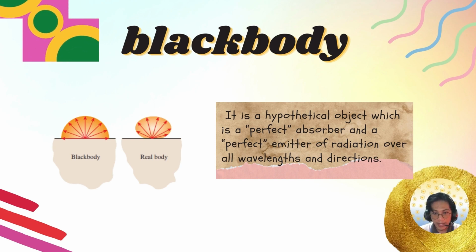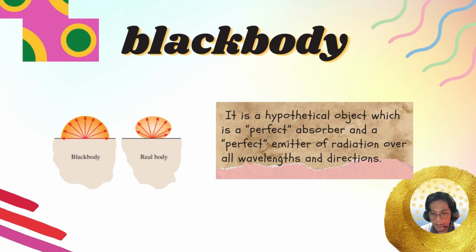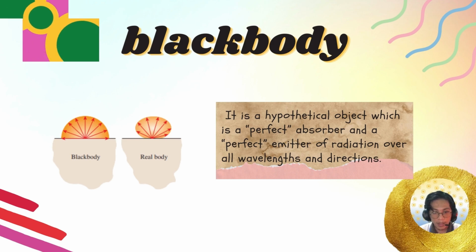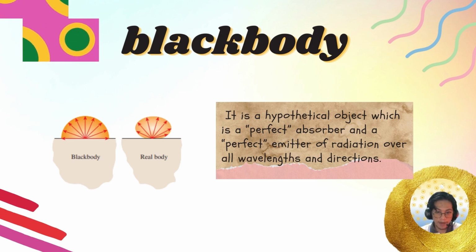A blackbody is an idealized object that absorbs all electromagnetic radiation it comes in contact with. It is a hypothetical object which is a perfect absorber and a perfect emitter of radiation over all wavelengths and directions. A blackbody is said to be a diffuse emitter since it is capable of emitting radiation energy uniformly in all directions. It is important to remember that at a specified temperature and wavelength, no surface can emit more energy than a blackbody.